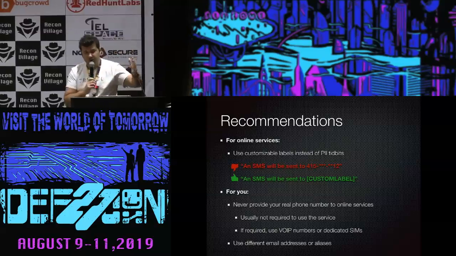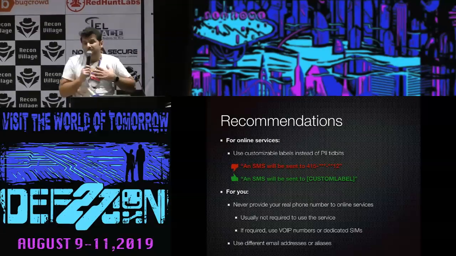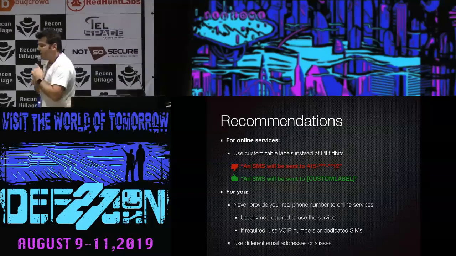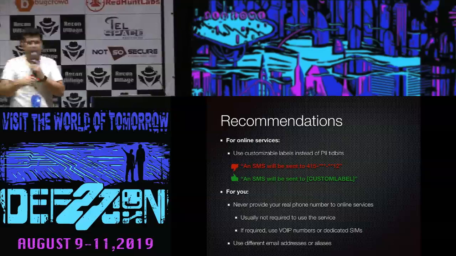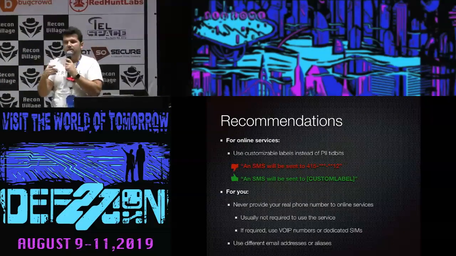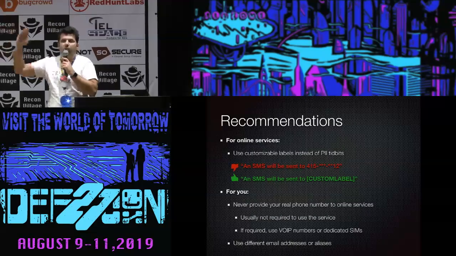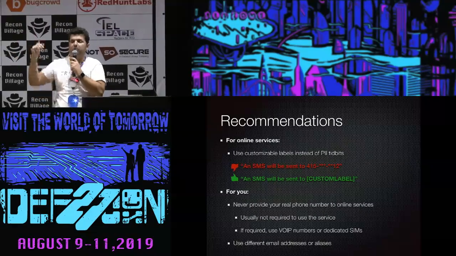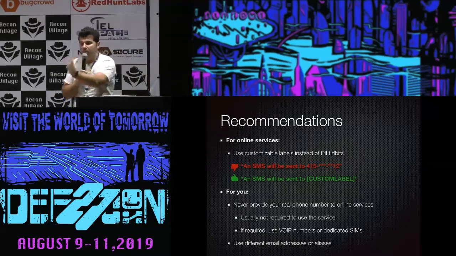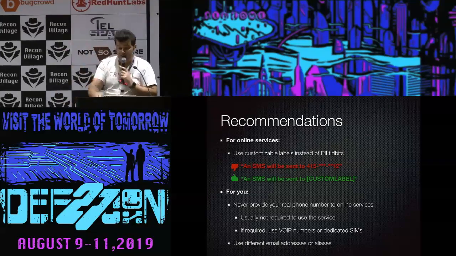So, recommendations, very quick, for online services. My suggestion, thinking about how to fix that, is to just allow customizable labels. Instead of showing in the UI "I'm going to send a text to 89", let it say "my work number" or "my personal number", just a label. And so the user has the choice to actually put the digits if he wants, or something else.